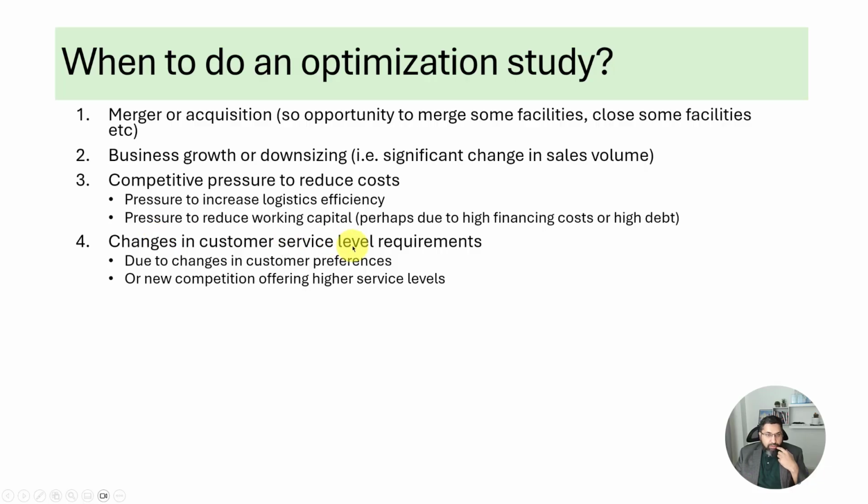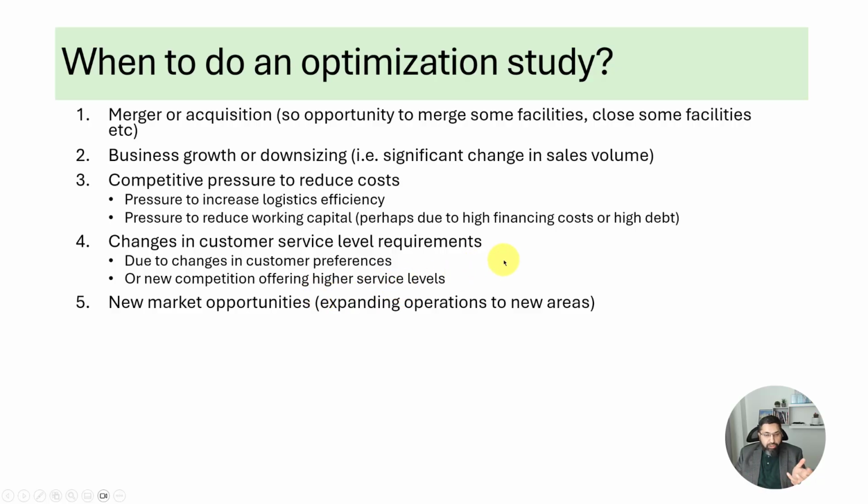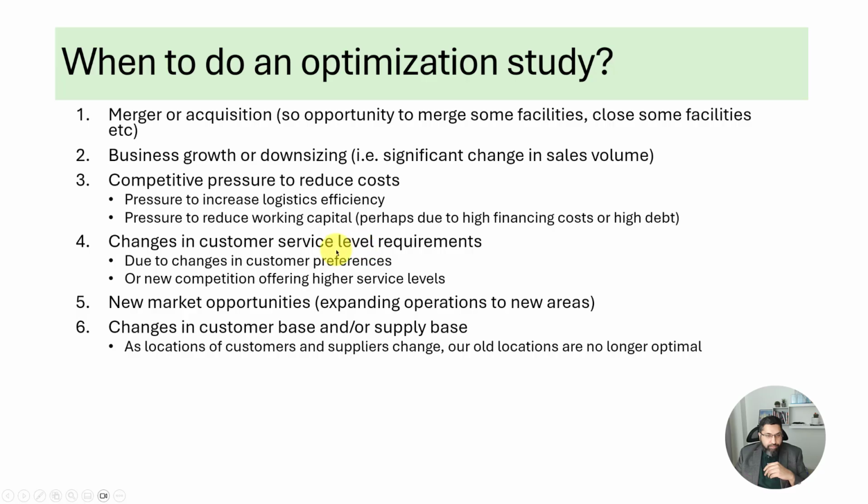There could be changes in customer service level requirements, maybe because of changes in customer preferences or competition offering a higher level of customer service. So you want to reorganize your network to be able to match that level of customer service in terms of delivery times, responsiveness, and so on. There could be new market opportunities, expanding to new areas, expanding internationally to new countries where you were not operating before. Changes in customer base or supply base. So maybe you change your suppliers and now your production plant is located far from your new suppliers, and you want to see if there's a better site to locate your production, things like that.